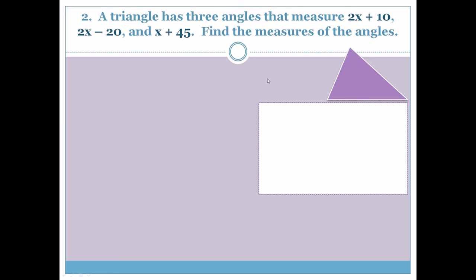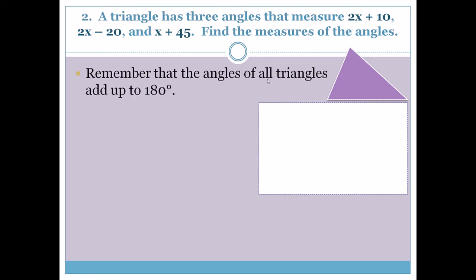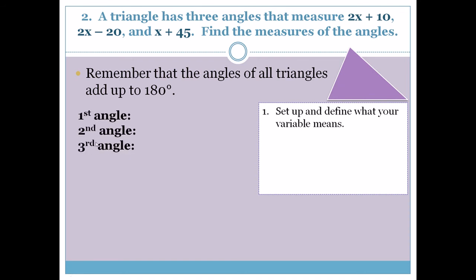Before you can do this problem at all, you need to go, wait a second. All angles of a triangle add up to 180 degrees. Because if you know all angles of a triangle add up to 180, then you'll be able to do the next step. We're going to set up and define what your variables mean. So I have 3 angles in my triangle. The first angle is 2x plus 10. What's the second angle? 2x minus 20. And the third angle, x plus 45.